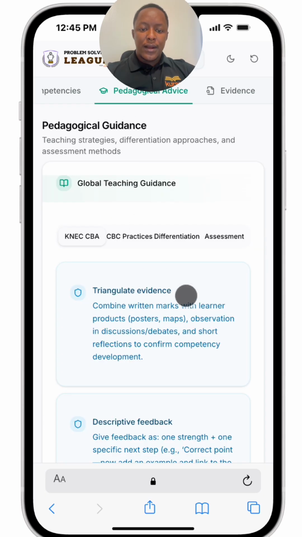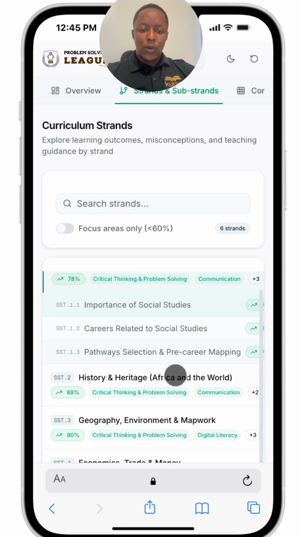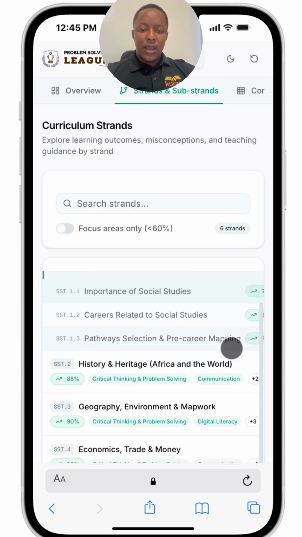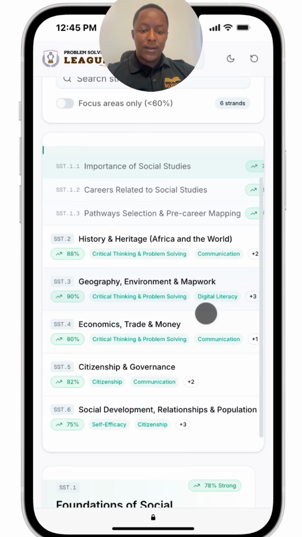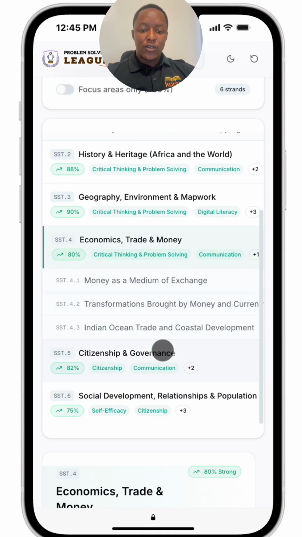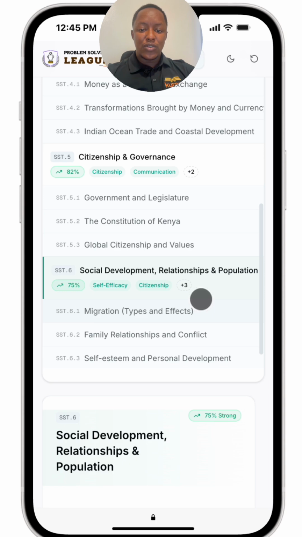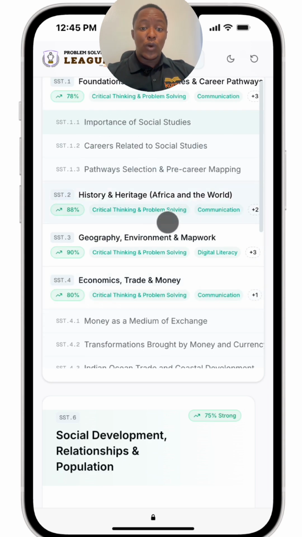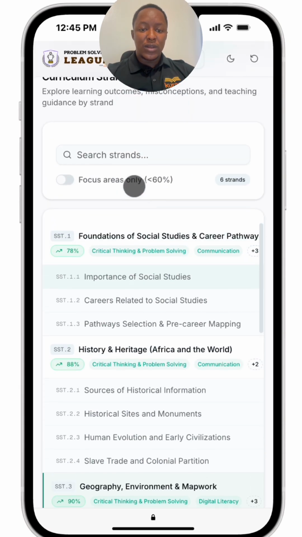Of importance is we shall be looking at strand 1, which is foundations of social studies and career pathways. We'll be having history, heritage, Africa in the world, geography, environment, and map work. We shall also be having economics, trade and money. We'll also have citizenship, governance, social development, relationships, and population. So it's quite a loaded paper with all these substrands included.